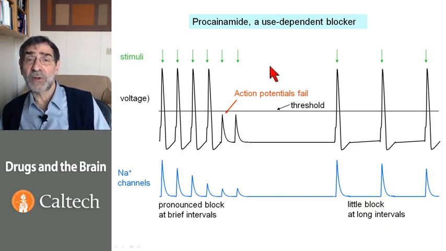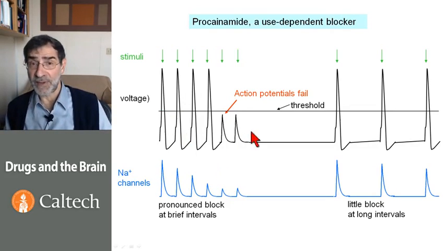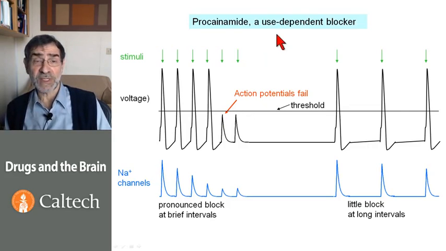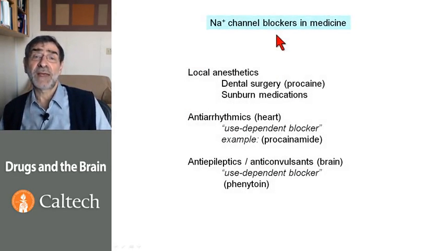So this is why we call procainamide a use-dependent blocker. The more the cell tries to fire, the more it gets blocked. A very useful property: use dependence or frequency dependence. And in fact, some of the sodium channel blockers in medicine are use-dependent blockers. For instance, the antiarrhythmics in the heart, such as procainamide, prevent the heart from firing too rapidly. There are others.